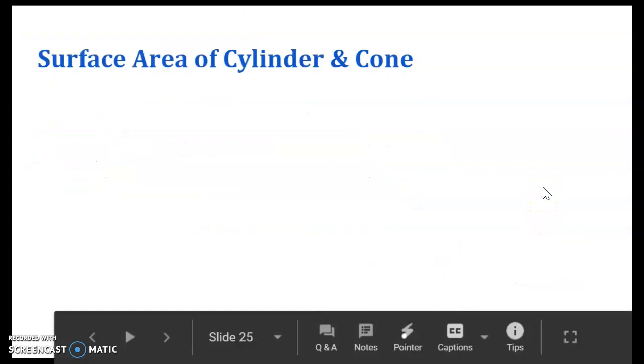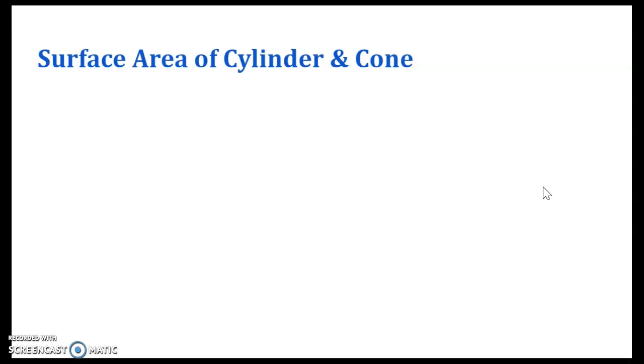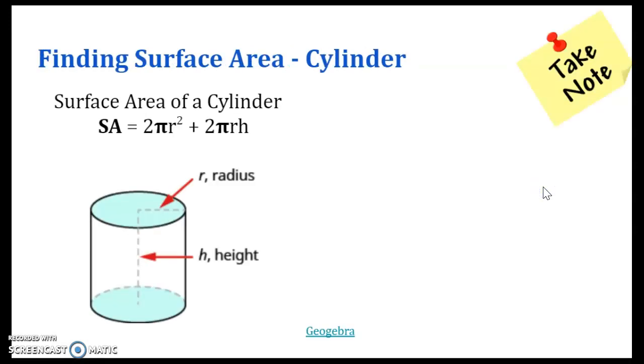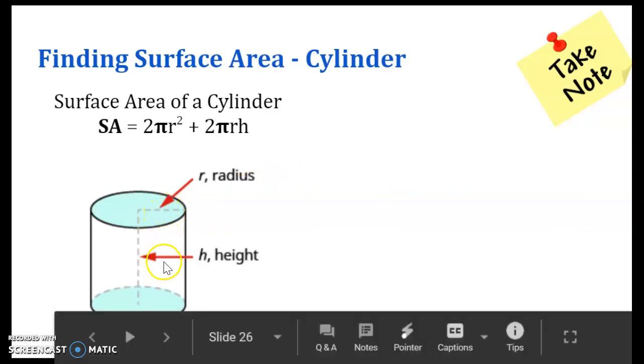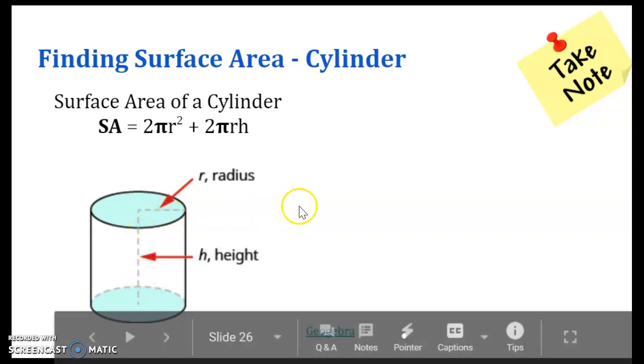Okay, all right, then let's look at surface area of a cylinder and cone. To find the surface area of a cylinder, the formula is 2 pi r squared plus 2 pi r h, where r is the radius of the cylinder and h is the height of the cylinder.